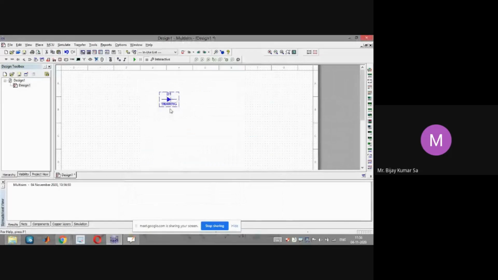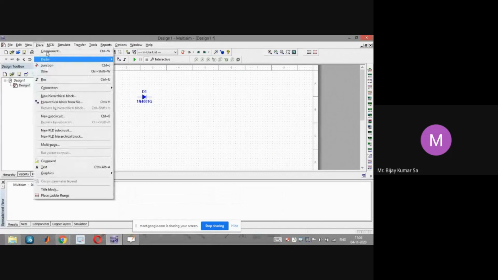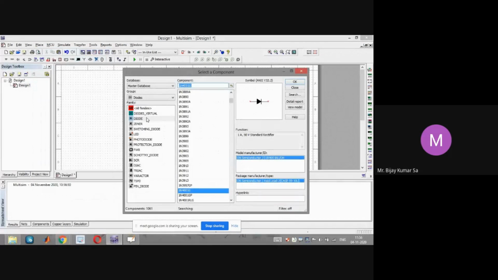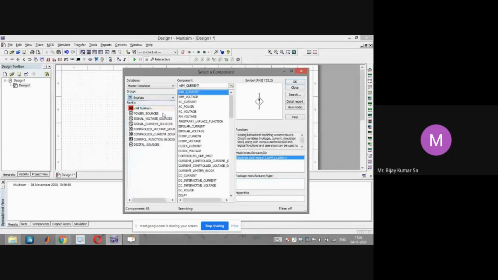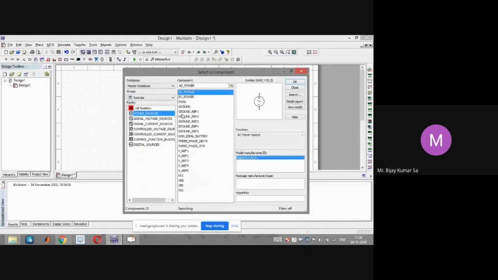Anyway, we'll be using this diode to implement a half wave rectifier first of all. So let me get a signal source. I'll get a power source, a signal voltage source. Let me get an AC signal voltage source.